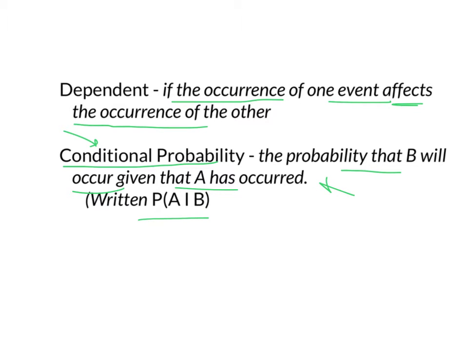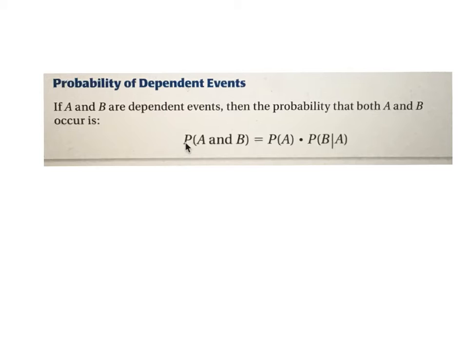We write it like this, and the way we read it is the probability of A occurring given that B has occurred. So when you see that line, it basically means given that B has occurred. All right, let's try 2 or 3 examples here, see how we do. Well, forget that for a second. Probability of dependent, here's how we're going to do it.